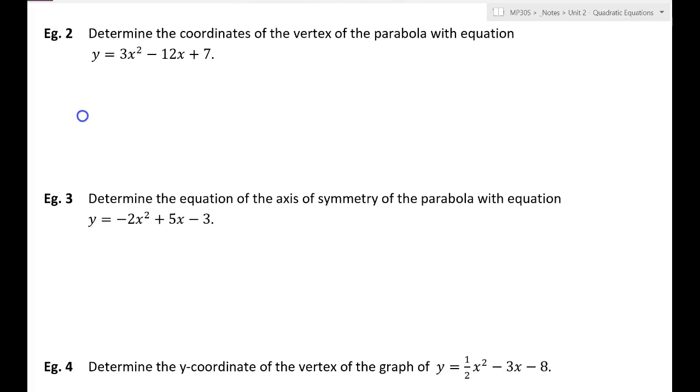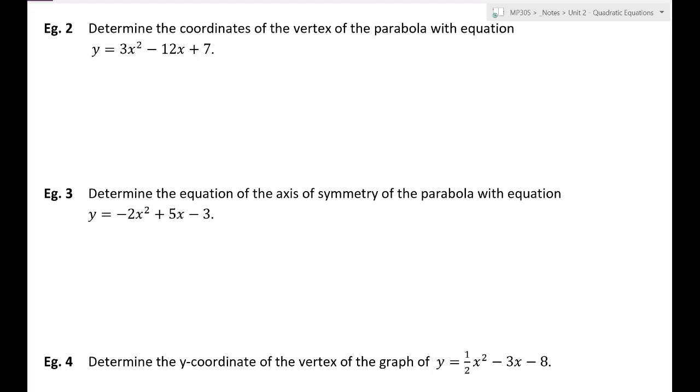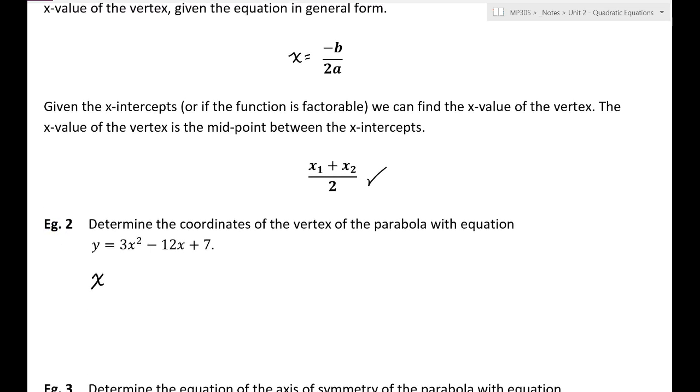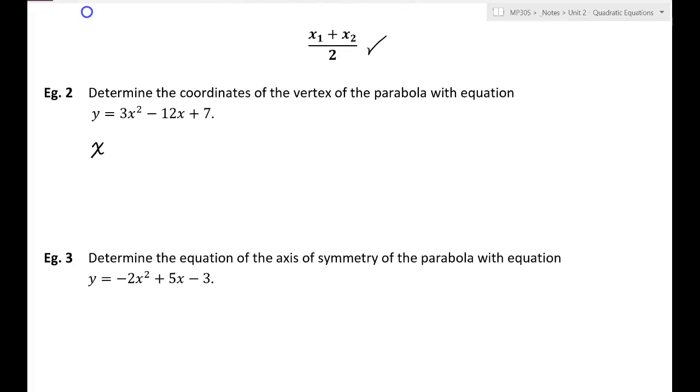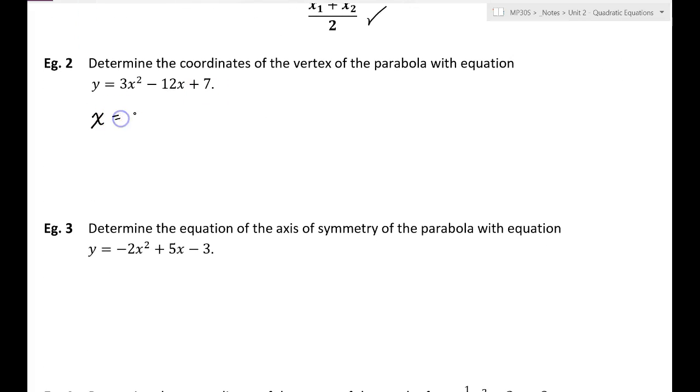So to determine the coordinates of the vertex of the parabola with the equation y equals 3x squared minus 12x plus 7. Now this is actually the same equation as we used on the previous page, but we're going to double check it this way. So that first equation on our page here, x equals negative b over 2a, that's what we're going to use. Well, that's negative negative 12, so 12 over 2 times 3, which is going to be 6, so that is 2.